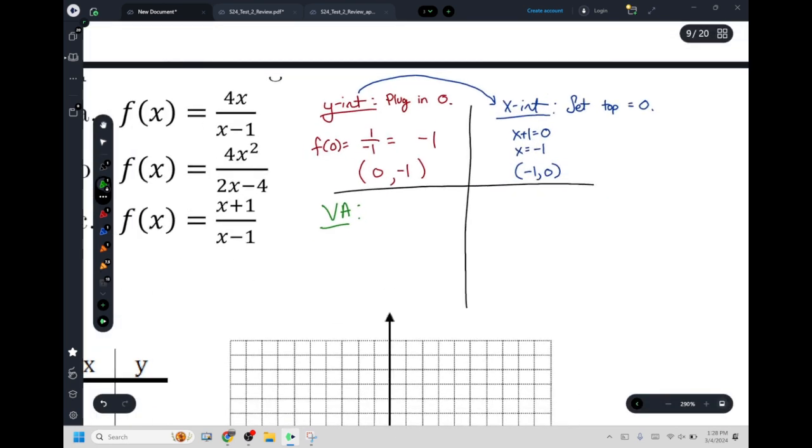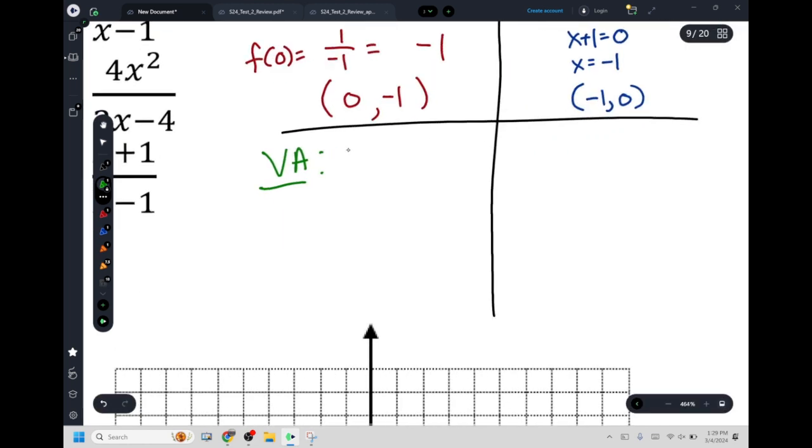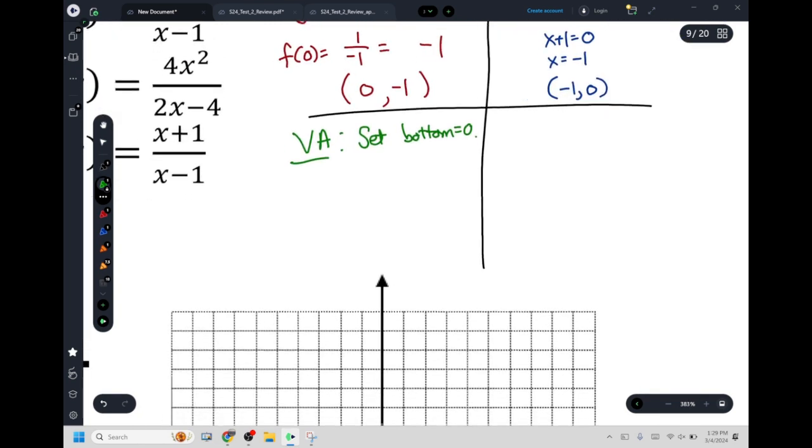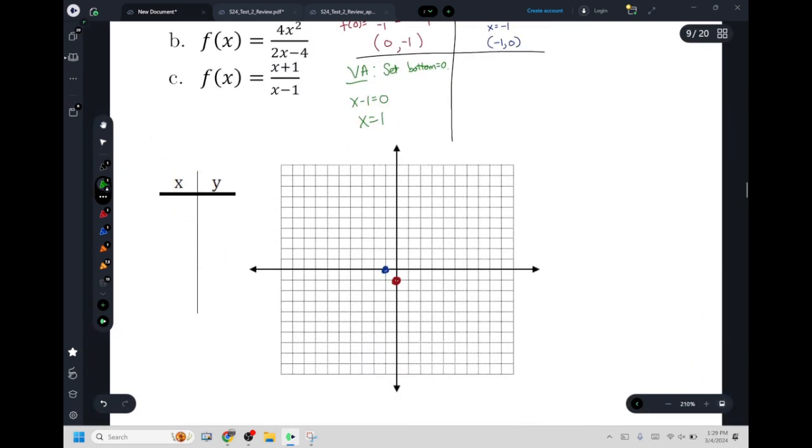These all flow out of each other. This is great. If you start with the easy one, you do y-intercept. Y-intercept, plug in 0, not too bad. Then x-intercept, we set the top equal to 0. You know what else we could set equal to 0? The bottom equal to 0. And you know what that yields us? A vertical asymptote. X minus 1 equals 0. That means that x equals 1. And that is a vertically dashed line.